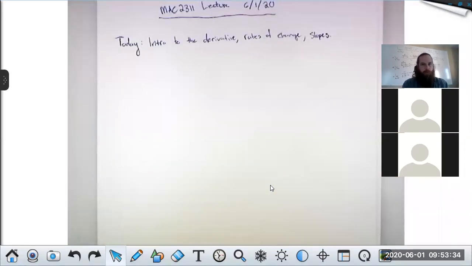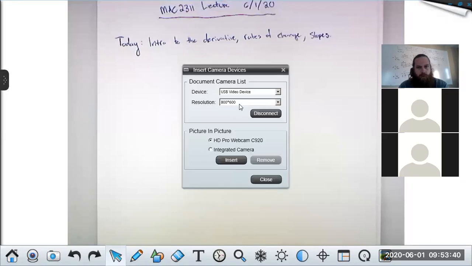So, oh boy, that lower resolution really is a hit. I might actually, let's see if this will work. Yeah, that's a little better.